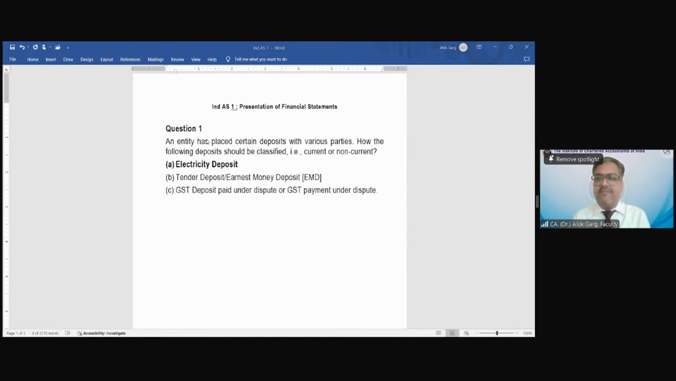Any answer, friends? I can see a few students who have joined on the Zoom platform, and a few students who have joined offline. So what should be the answer for this electricity deposit? Whether it should be current or non-current. Students, you can answer in the chat box also. You just need to answer, is it current, is it non-current? What's your view?